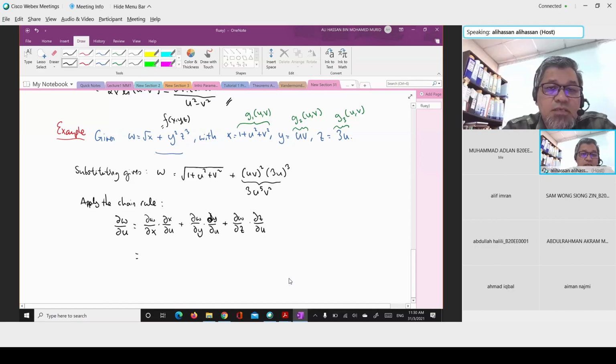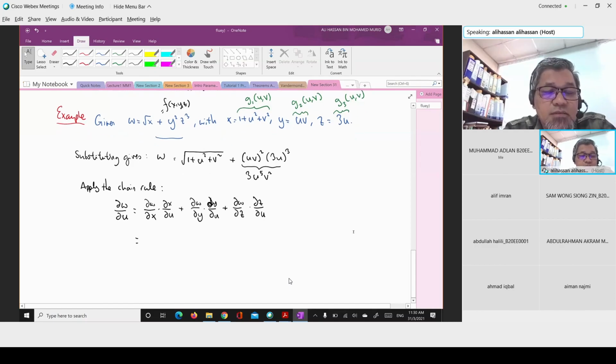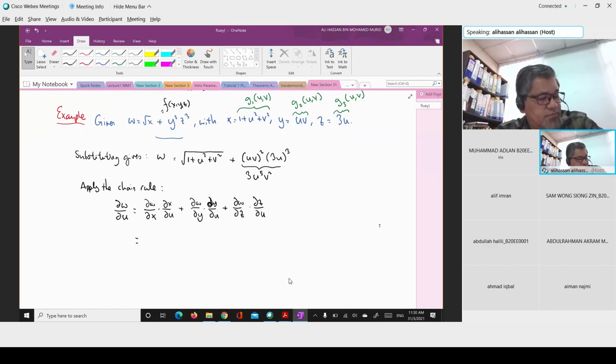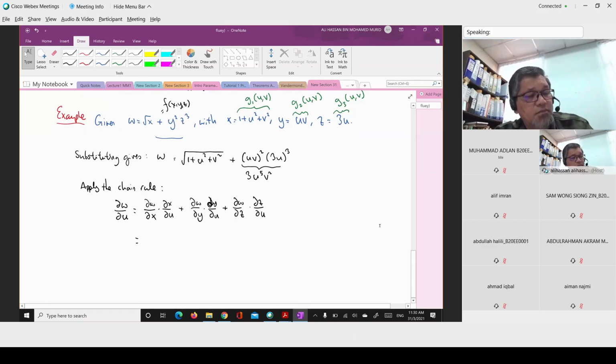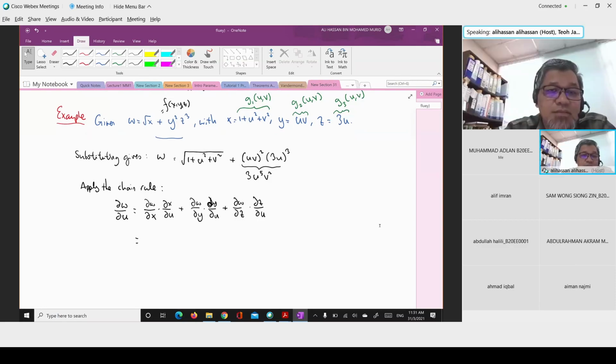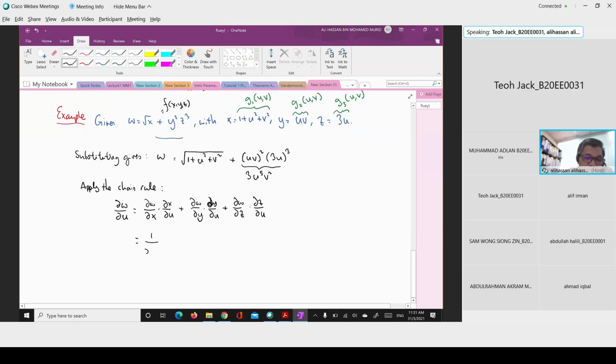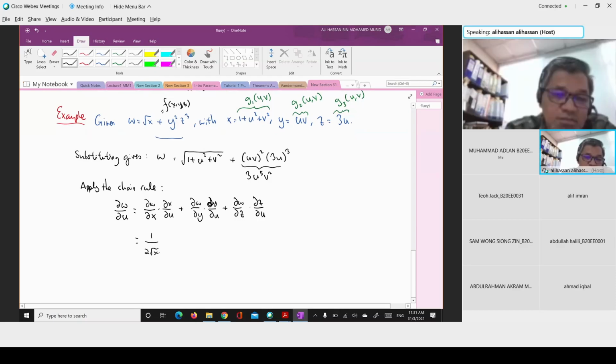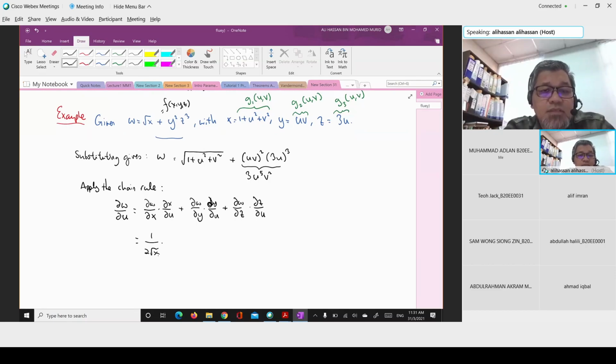Okay. And w partial x is what? What is w partial x? Anybody? 1 over 2 square root x. Yes, 1 over 2 square root x. So you need to know your basic calculus very well.